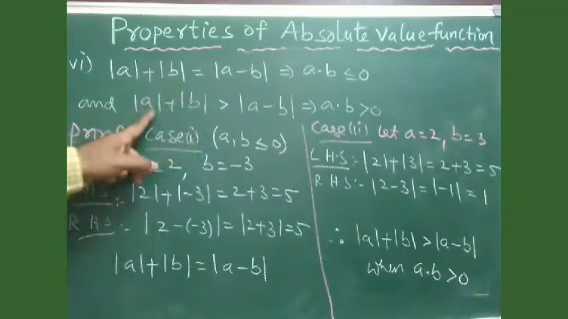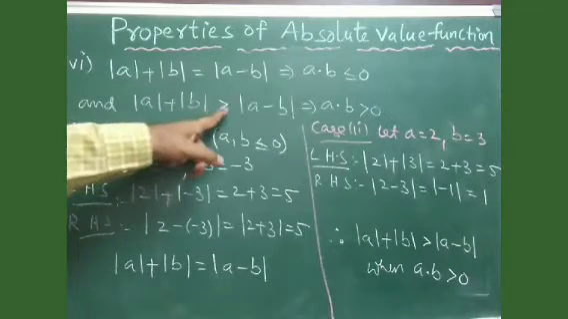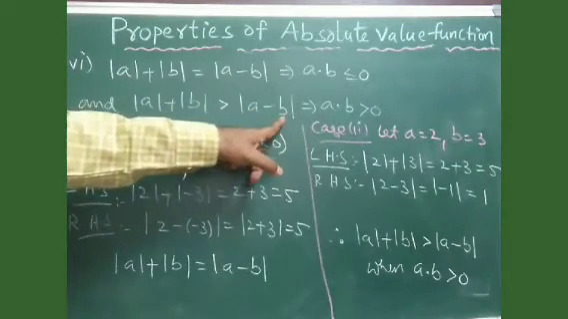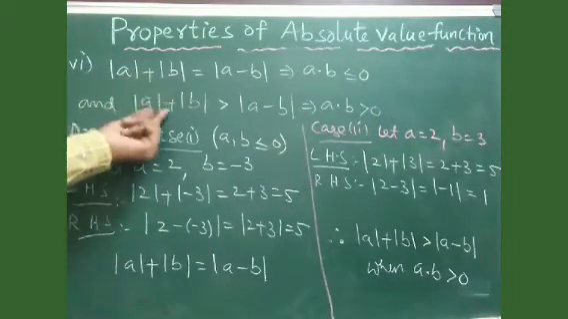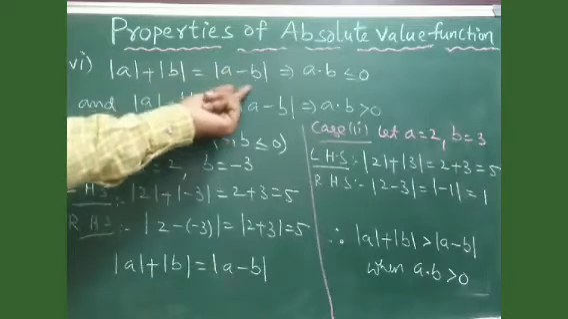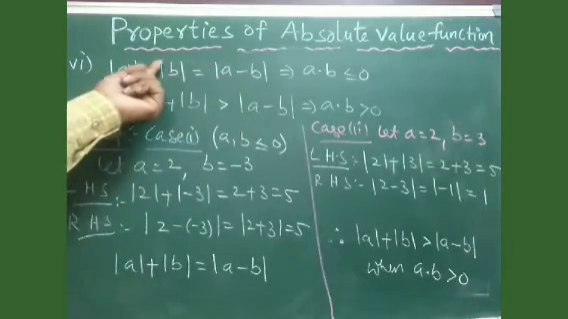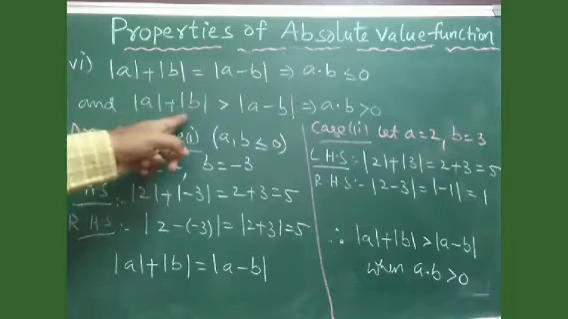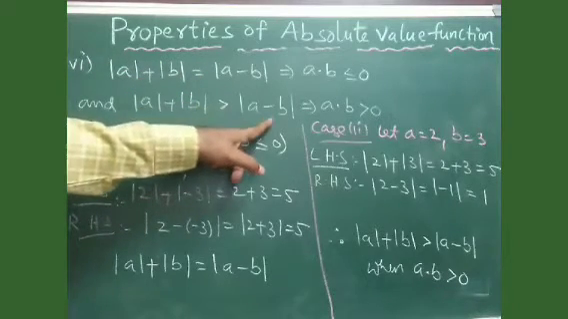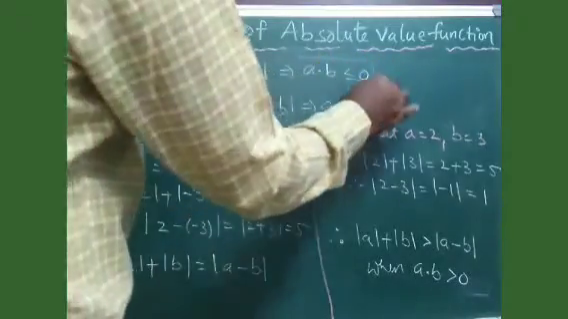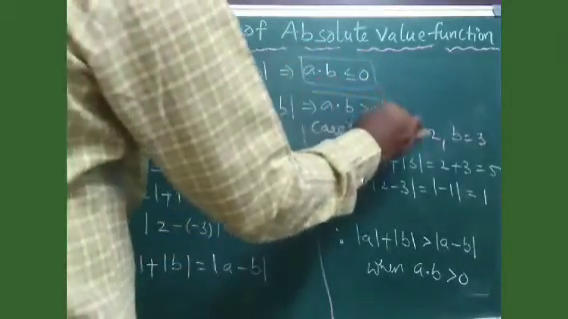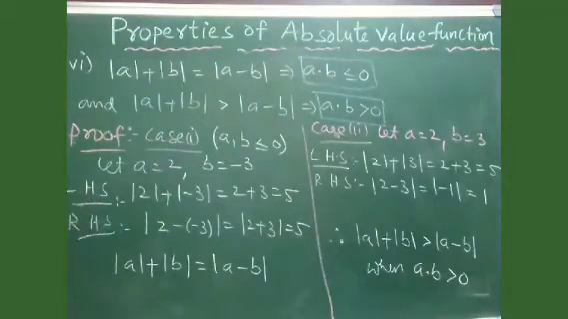But modulus of A plus modulus of B is greater than modulus of A minus B when A into B is greater than 0. So LHS is the same, RHS is also the same. In one case both are equal, but in another case LHS is greater than RHS. So this depends on these two cases, and here these cases are important. One is A into B less than or equal to 0, and the other is A into B greater than 0. So let us see the proof of this identity.